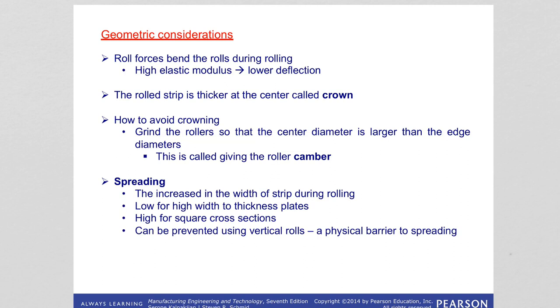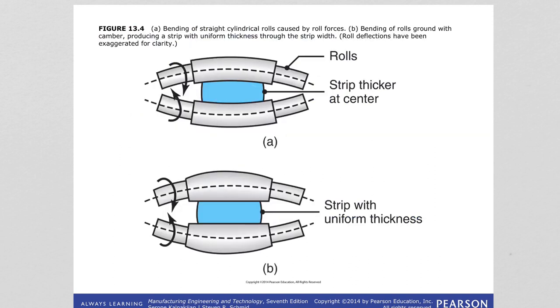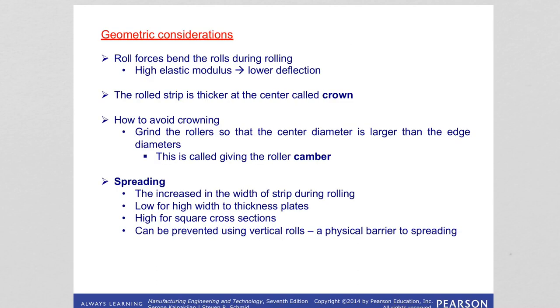So the roll forces tend to elastically bend the rolls during rolling, and this can be seen in this image, right? Those are the rolls that are bent when the strip is passing through. Normally they are straight, but when the strip is passing through, the rolls are bending. So roll forces bend the rolls during rolling. Therefore, if we want to choose a material for making the roll, we want a high elastic modulus. This will give us smaller roll deflection.